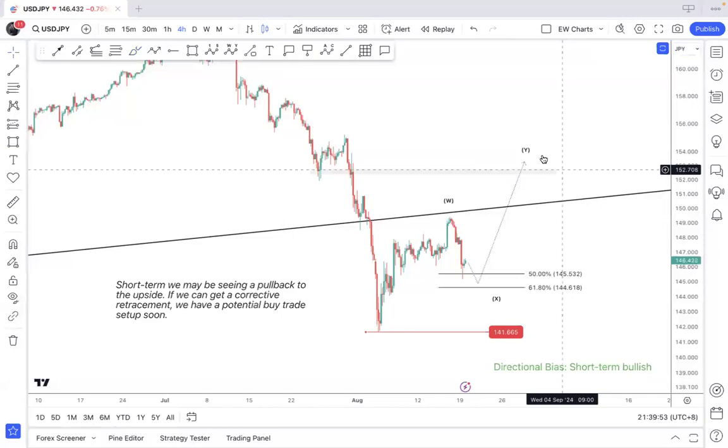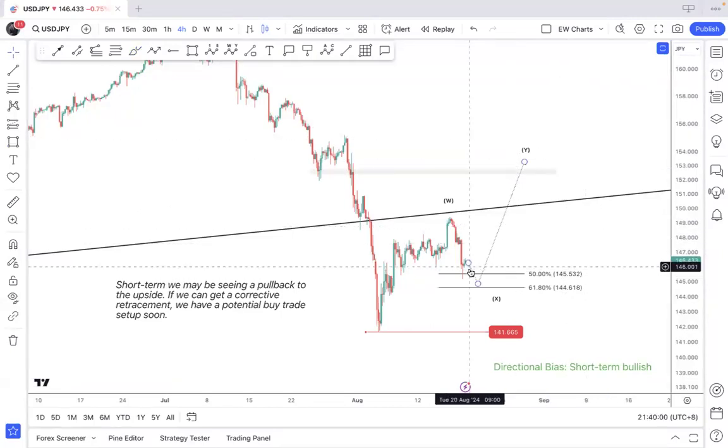So that will be the directional bias on the dollar yen, right? Pretty clear right now. The idea is you just give it a little bit more time, wait for that confirmation bounce off the 50 and the 618.